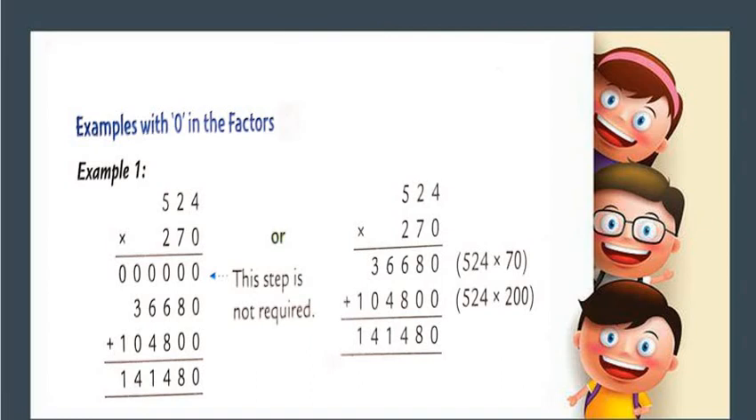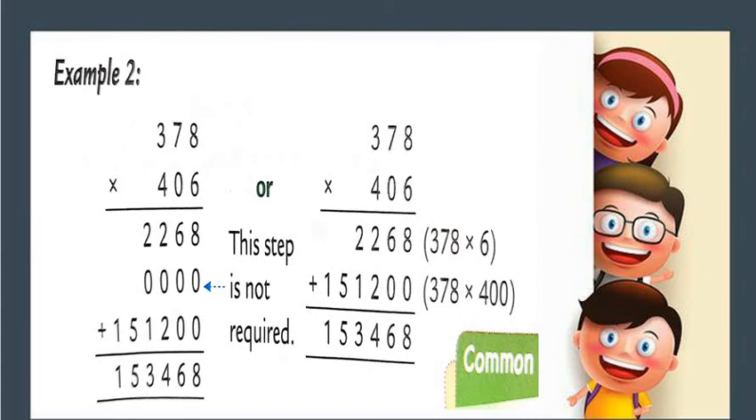Now example number 2, with an example of 0 in the factor. Okay, so the same example: 378 multiplied by 406. So we break up the 406. Here we have 6. What to do here? We multiply by 6.